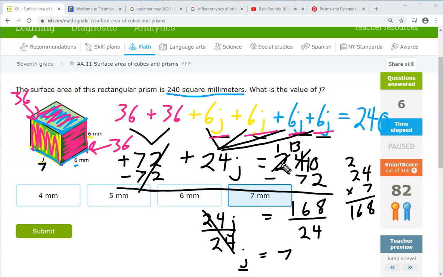So this is like saying that the total surface area is 36 plus 36 plus 42 plus 42 plus 42 plus 42, and if you add all of those up, you do get 240. So this is the correct answer.